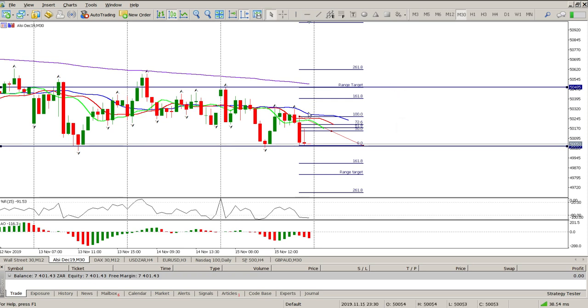The range target on this is pretty much the 200 EMA and the previous high of Friday, which gives us 50,480. Okay, so a break of 52.58, which is a closing range, would give us the upside.